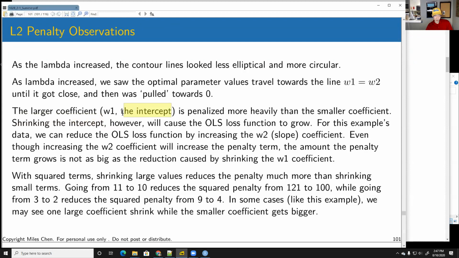However, what happens is, ignore the intercept, and ignore these other terms. Shrinking the larger coefficient, W1, will end up causing the ordinary OLS loss function to grow, right? Because the OLS is how well your dots fit the line.